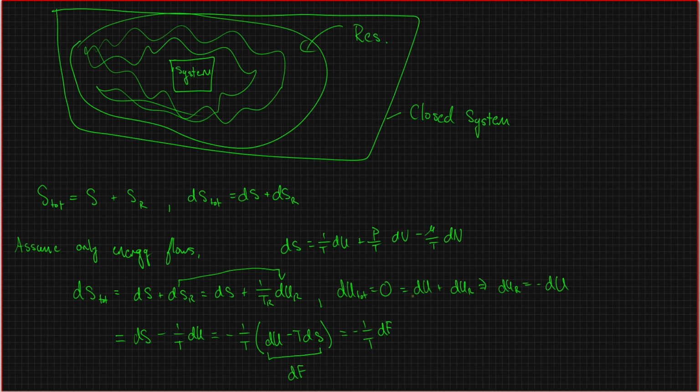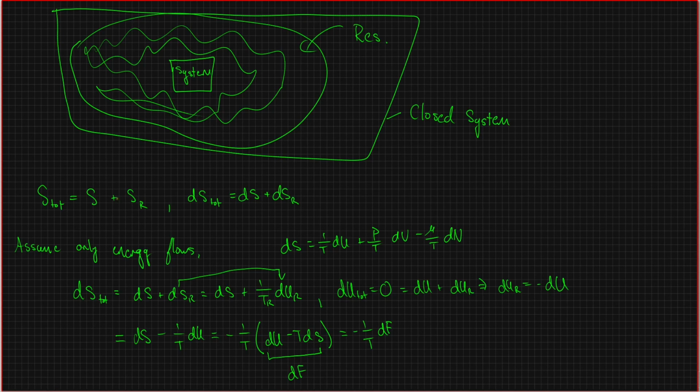So hopefully that cleared up a little something. And now we can just do the exact same kind of thing, but now let the system also exchange volume with the reservoir. So basically you still have this same expression right here, but now in going from dS_R to this point right here, we're not going to assume that dV is 0. We're only going to assume that dN is 0. So you just pick up an extra term on this side right here.